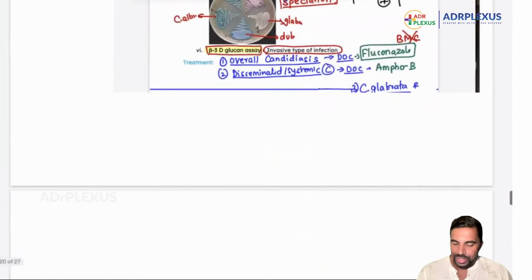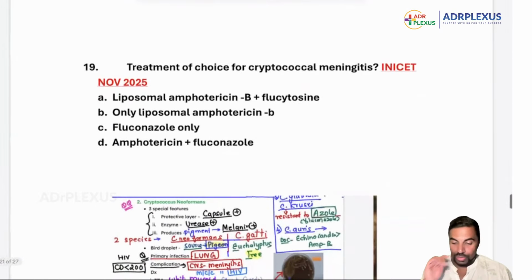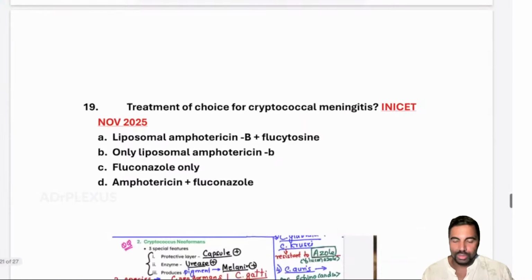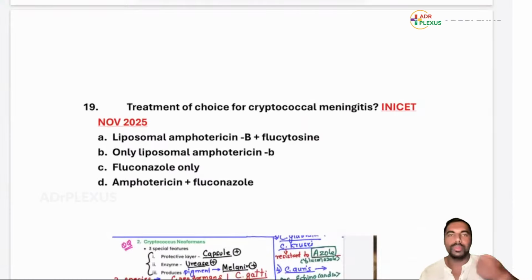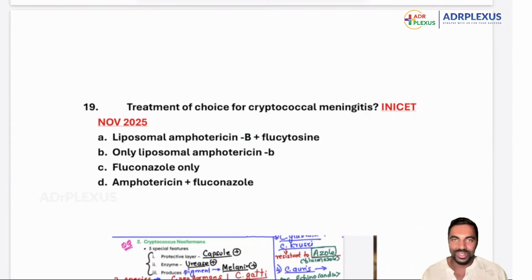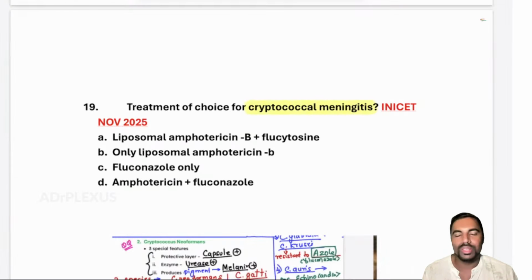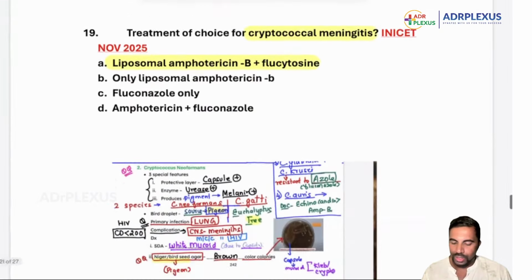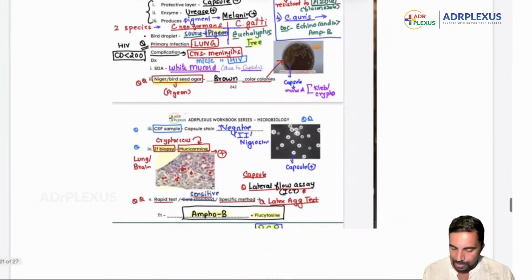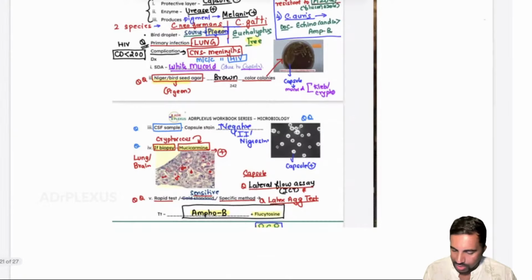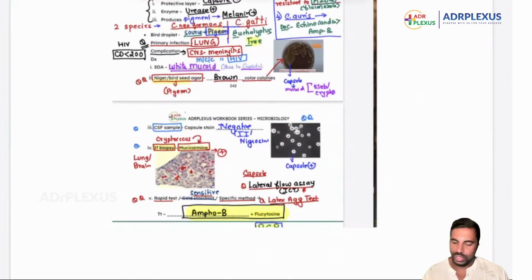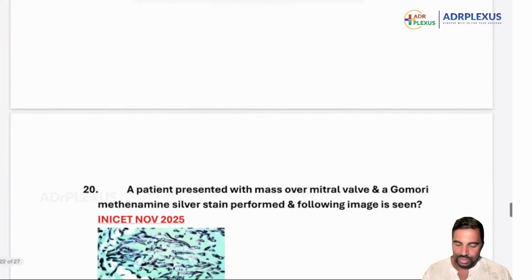Next, the treatment of choice for cryptococcal meningitis. Whether in pharmacology, medicine or microbiology, it is taught everywhere, so no mistake in this one. The treatment of choice for cryptococcal meningitis is amphotericin plus flucytosine. We have discussed it many times and mentioned it, and told you that it is repeated. That's all, so that is also done.